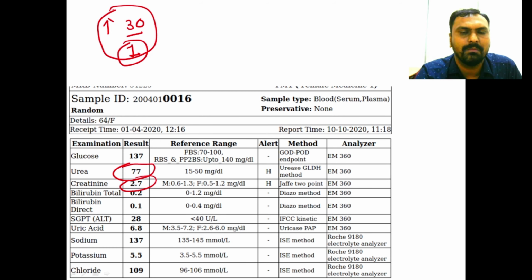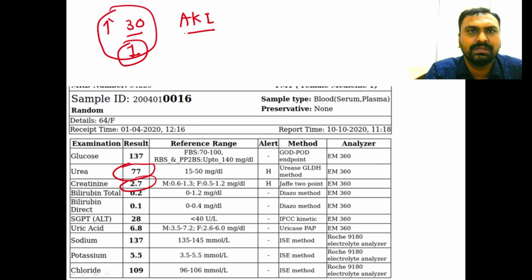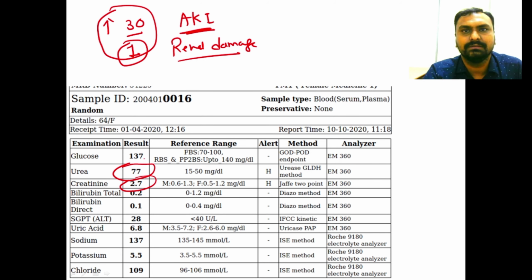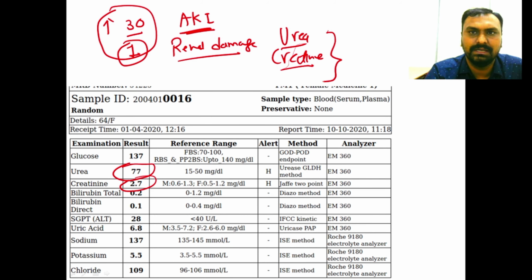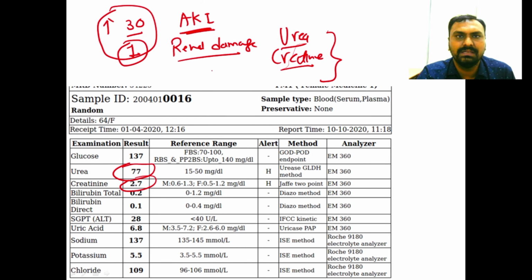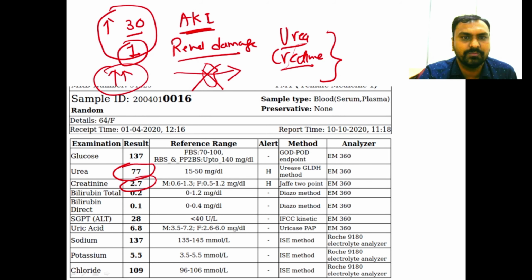This is the ratio normal. Whenever there is an acute kidney injury or renal damage, urea and creatinine both will be increased. As you know, urea and creatinine both are excreted into the urine via the kidney. When the kidney is not functioning, these substances will not be excreted, and their level in the blood is increased. So increased levels of urea and creatinine are suggestive of renal damage.